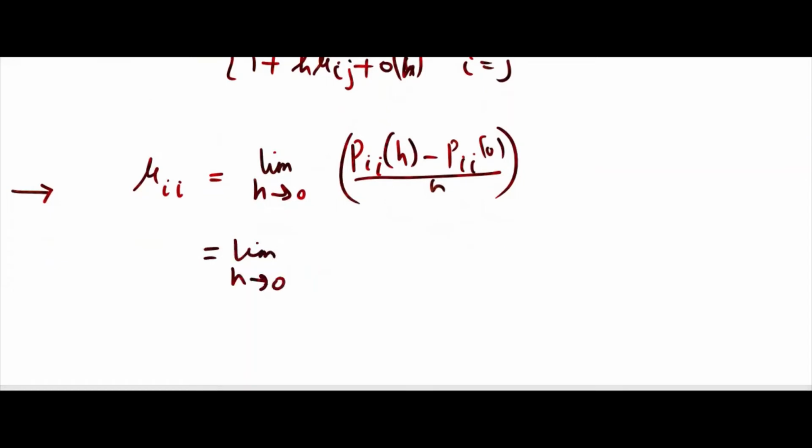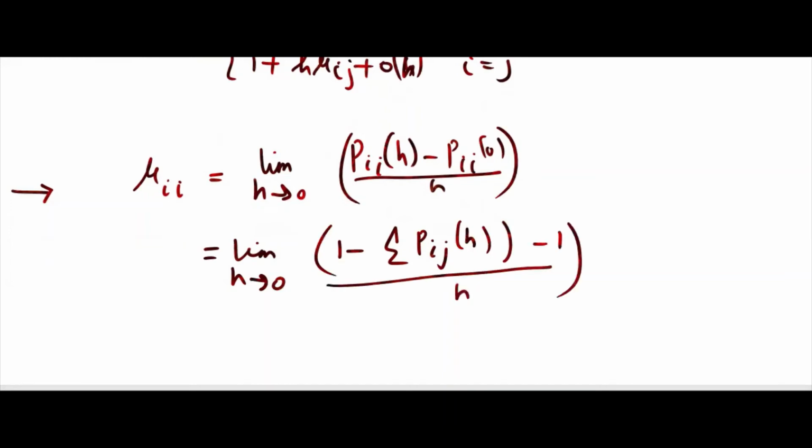This is 1. So limit h tends to 0, I'll write this as 1 minus summation Pij minus 1 divided by h. Of course, I need to write j is not equal to i, because what will happen is either i to i or some other thing. It's like this.